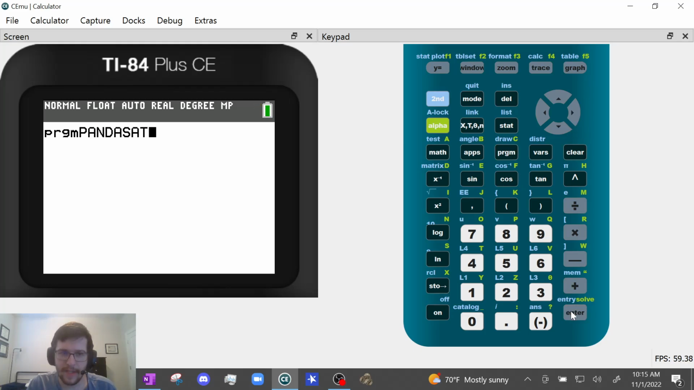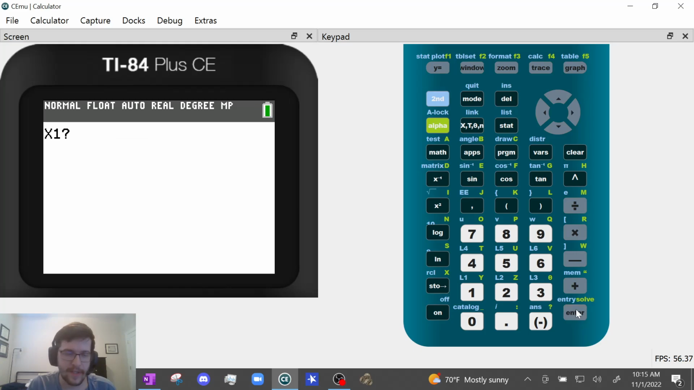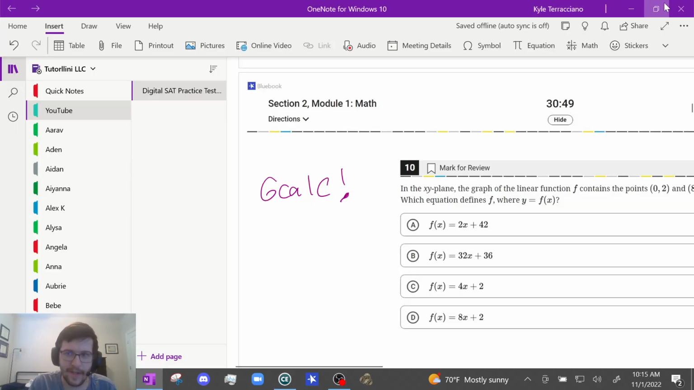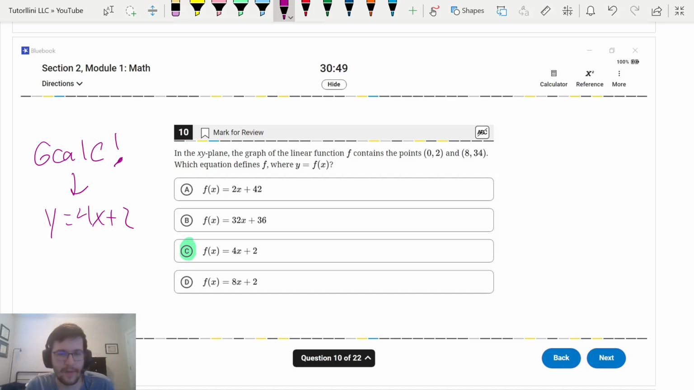Okay, so I'm going to open up the Panda SAT program, and I'm going to go to lines, and I'm going to go to 2 points, and I'm going to type in 0, 2, and then 8, 34. And you see it tells me the equation is y equals 4x plus 2. Wow, that was really nice. Okay, so the graphing calculator tells me it's y equals 4x plus 2. And that is answer choice C. Okay, great. Wow. That would have taken us, if you had a calculator program like that, this would have taken you about 10 seconds. Okay, so let's go over how to do it by hand now.